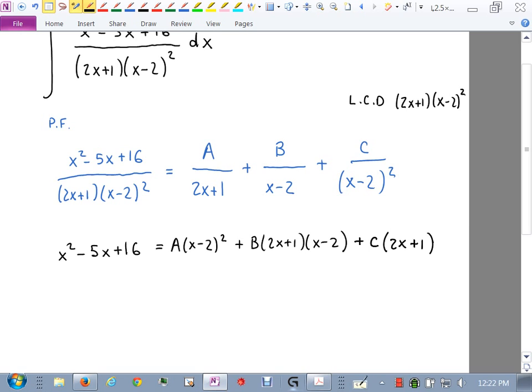Questions on that? Now, here's where I said you could run into trouble with that one method. What if I'm trying to get A? If I'm trying to figure out what A is, that means I have to kill off B and C. What's the only way I can kill off C? If I let X be what?